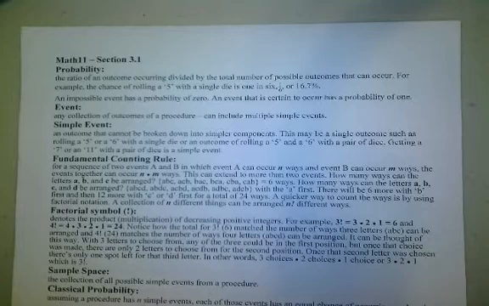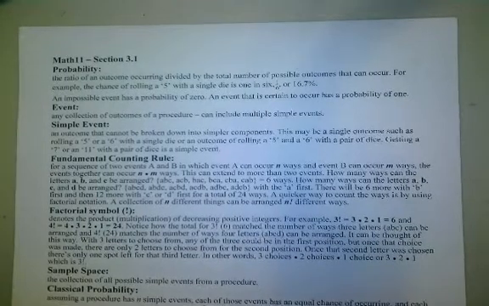Now, there is what's called the fundamental counting rule. Basically, it says for a sequence of two events, A and B, in which A can occur n ways and B can occur m ways, the events together can occur n times m ways. This can extend to more than two events, of course.